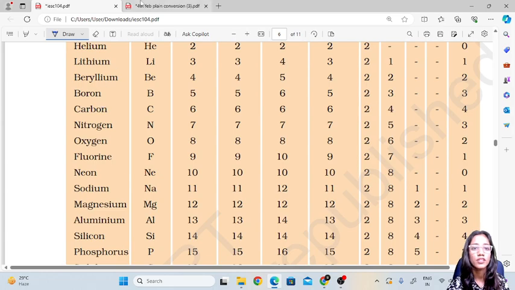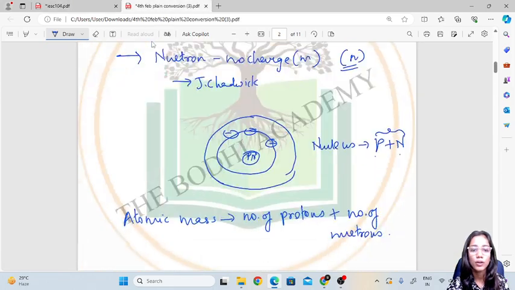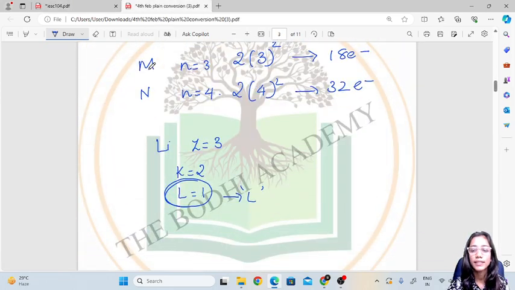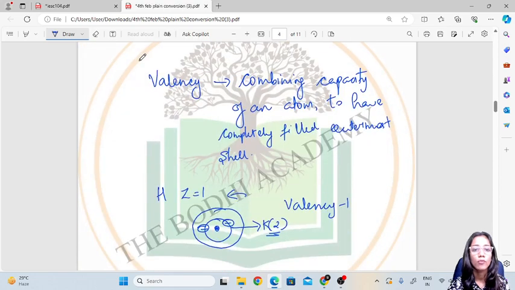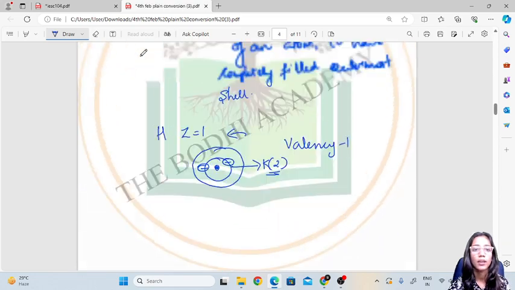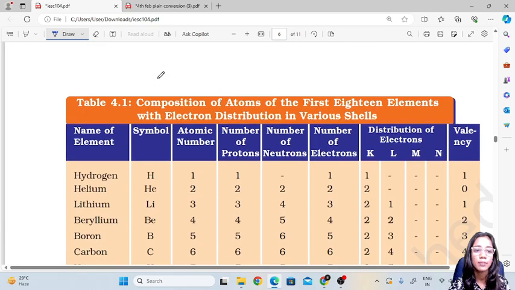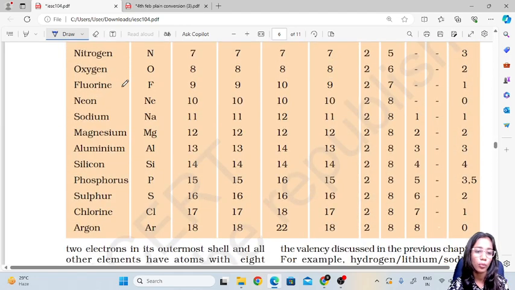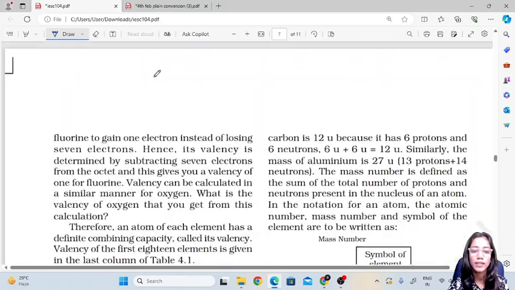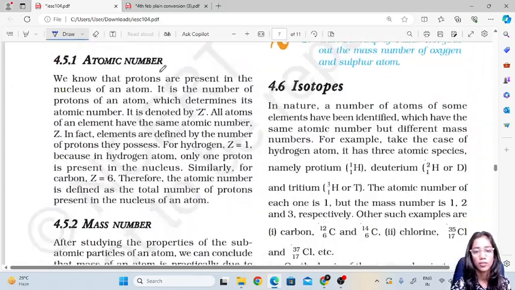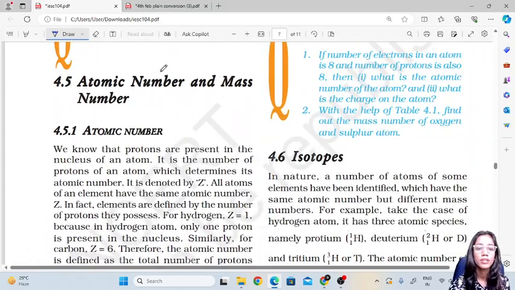So today we saw what is a neutron, how electrons are filled in the energy levels, and what is the valency. This table 4.1 is very important. This gives you an idea of all the elements and all the valencies of the elements. So in the next video we will be studying the final concepts of this chapter.